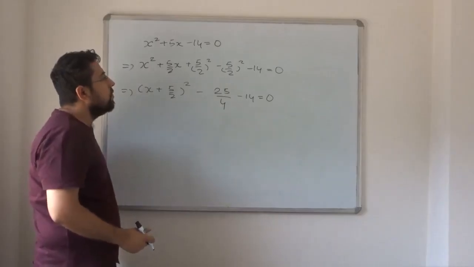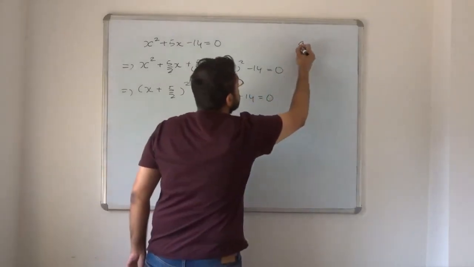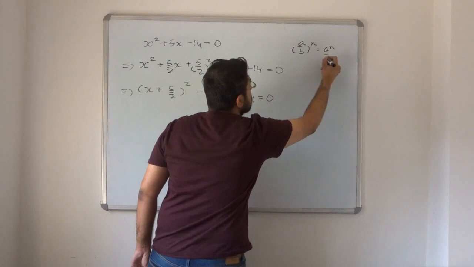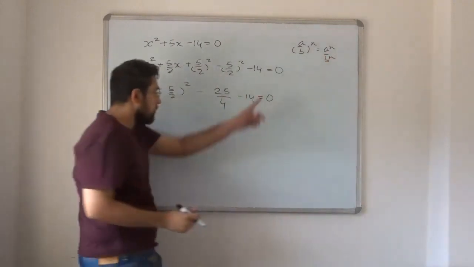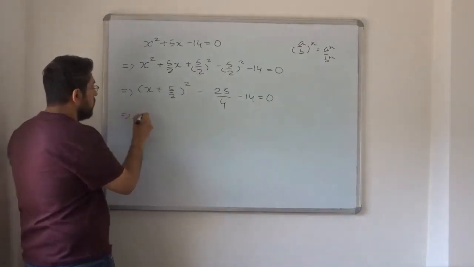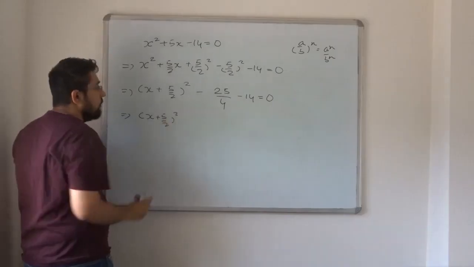Now I hope you understand how you get this. Basically guys, there's a law. I'm sure you know the law. Let me write it down. This is the law guys: a^n b^n. I hope you understand that law. That's how you get this. So now you have x plus 5 upon 2 squared.